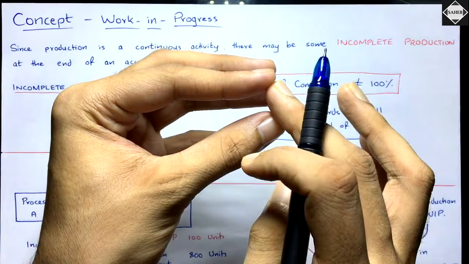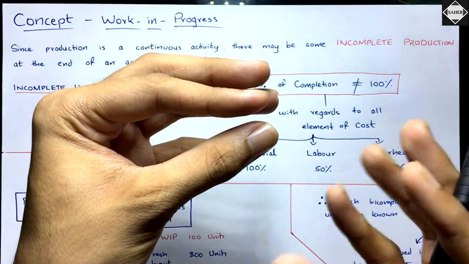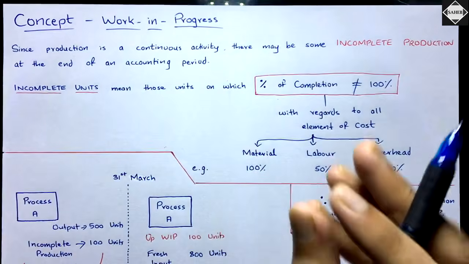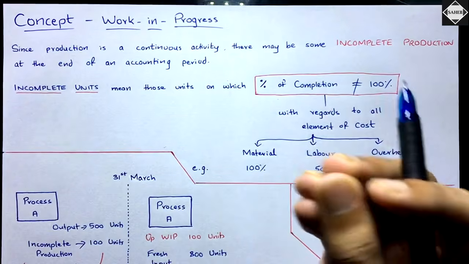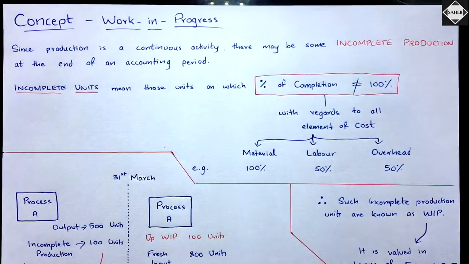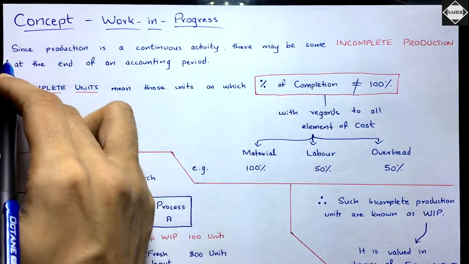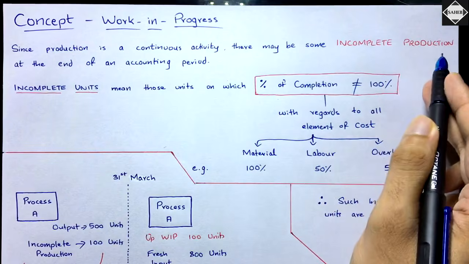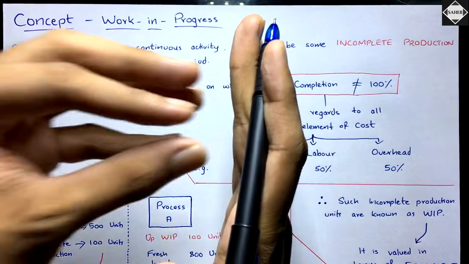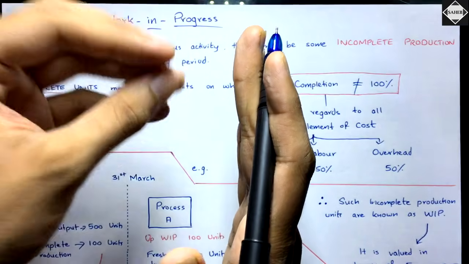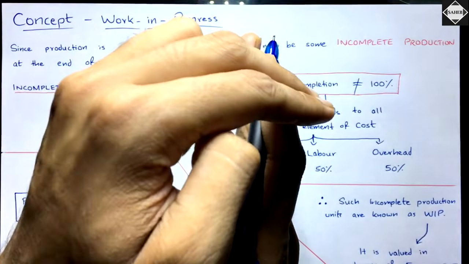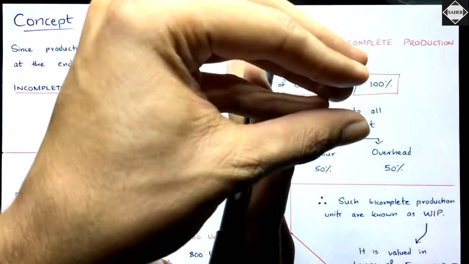On that opening WIP, the workers will have to do the remaining work that is required, and the remaining cost will be incurred on that, and then only that opening WIP will be converted into what? Finished output of that process, isn't it? Yes, so that's what they are saying. Since production is a continuous activity, there may be some incomplete production at the end of an accounting period. If this is the end of the accounting period, the incomplete production over here is closing WIP, and then that same thing on the very next day, 1st April, becomes opening WIP. Is that clear?